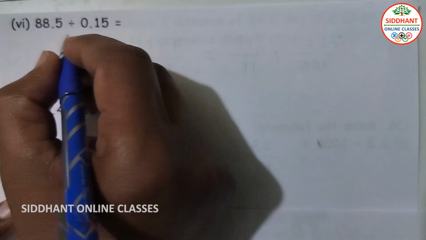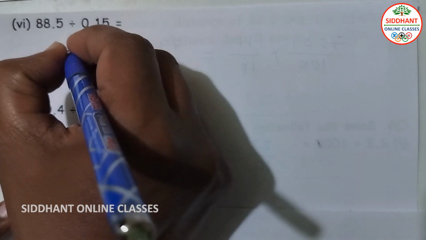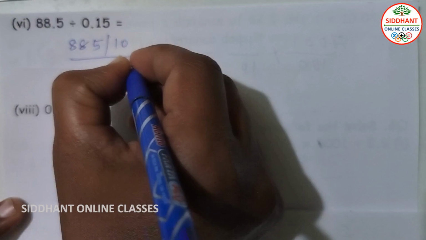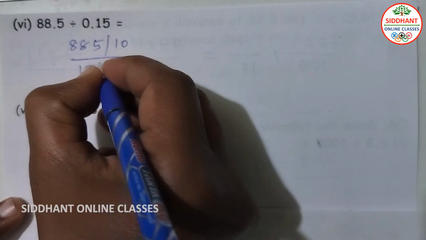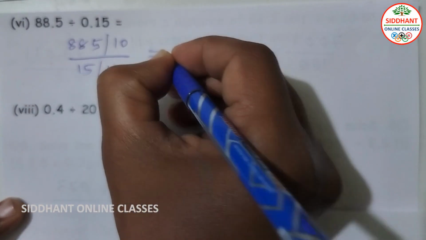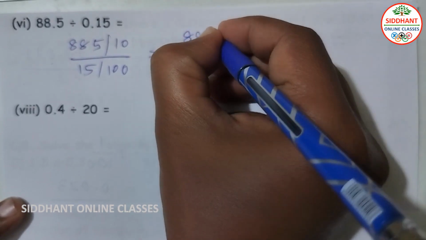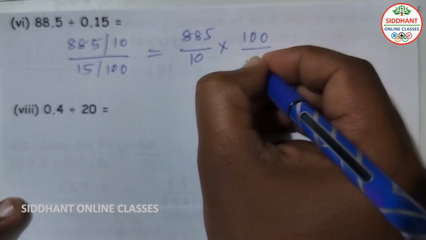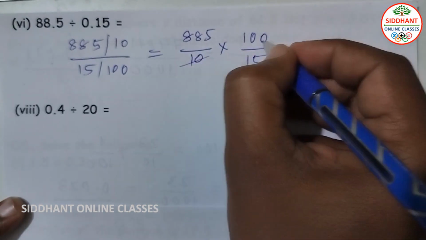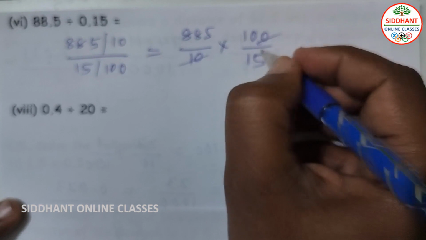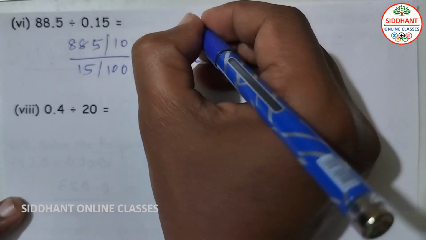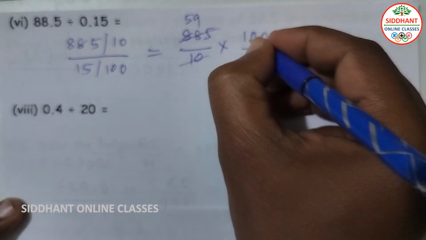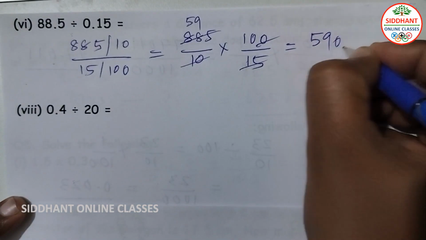Next, 88.5 divided by 0.15. 885 by 10 divided by 15 by 100, that equals 885 by 10 into 100 by 15. So here 10 cancel, here 15, here 59. So 59 into 10 become 590.